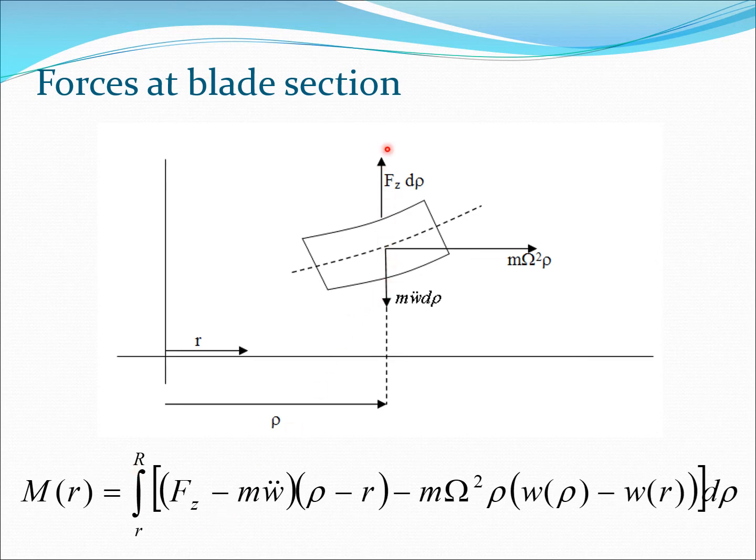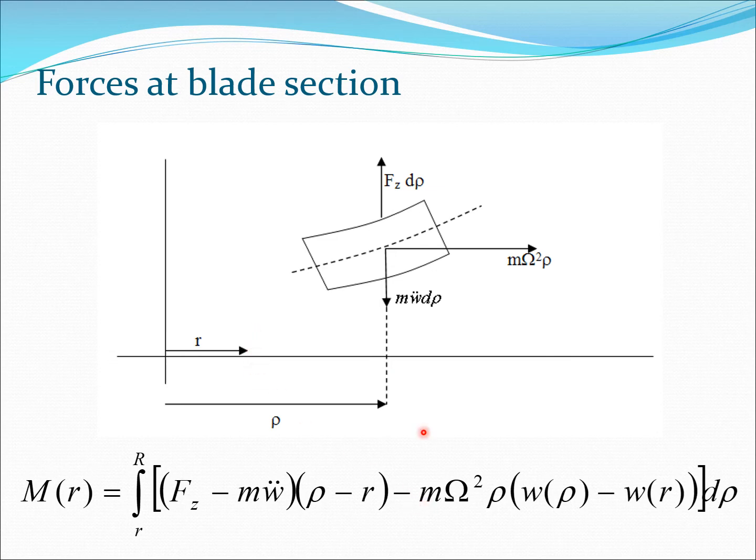So we have the Fz force acting up, we have the M w double dot force acting downward. So these two net forces are here. The net force is Fz minus M w double dot. This is multiplied by the distance rho minus r. So that's this distance here. That's the moment arm at this point here.